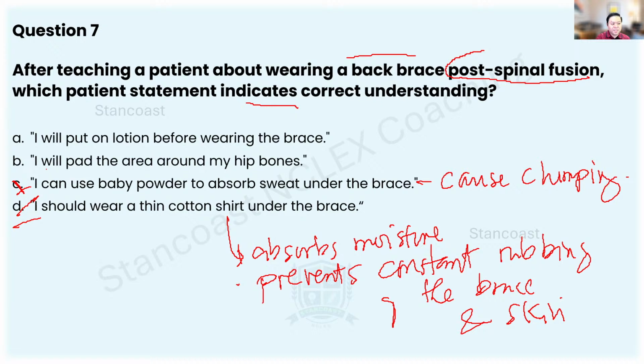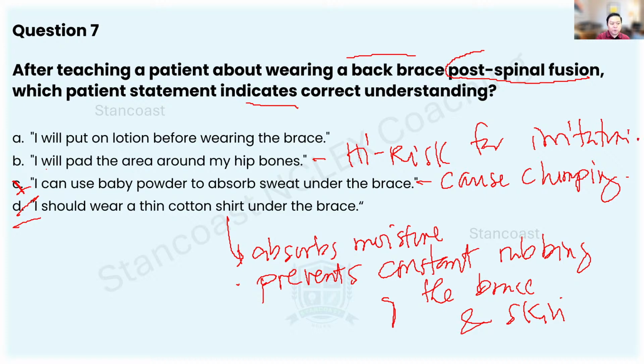What about letter B? I will pad the area around my hip bones. Well, the statement is stating something about padding, but it's not very specific, padding the area around the hip bones. What do you think about that one? If there is an additional padding on top of that thin shirt, it will add more pressure points. If it becomes wrinkled, then there is going to be a higher risk of skin irritation. High risk for irritation because of the additional padding.